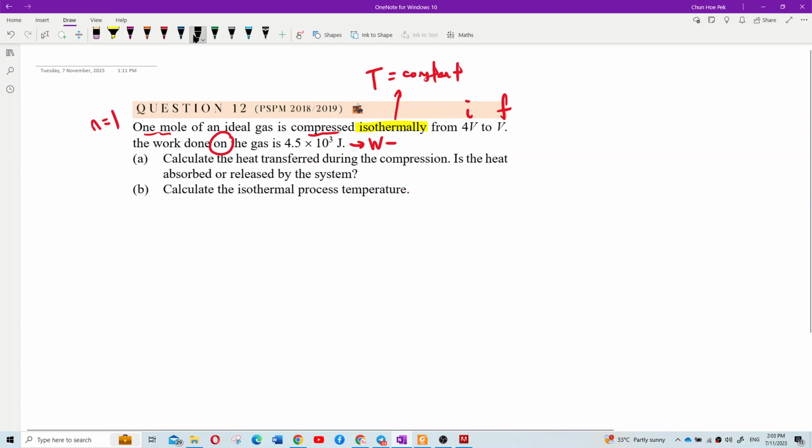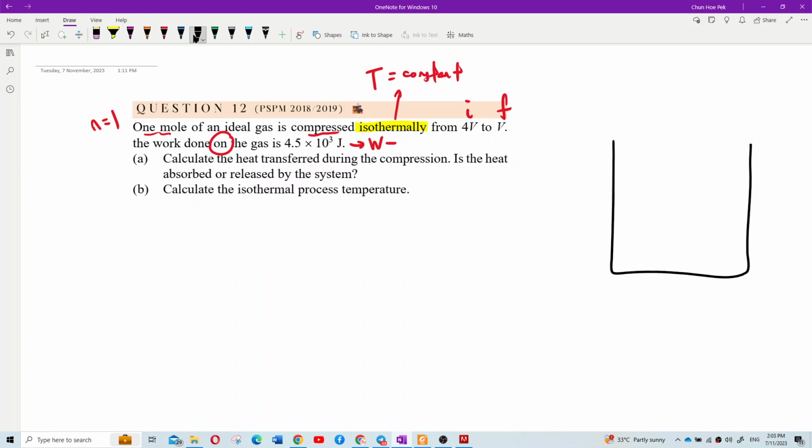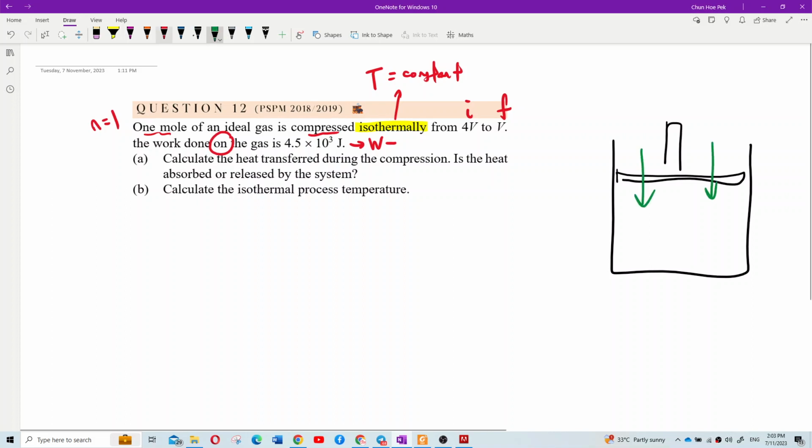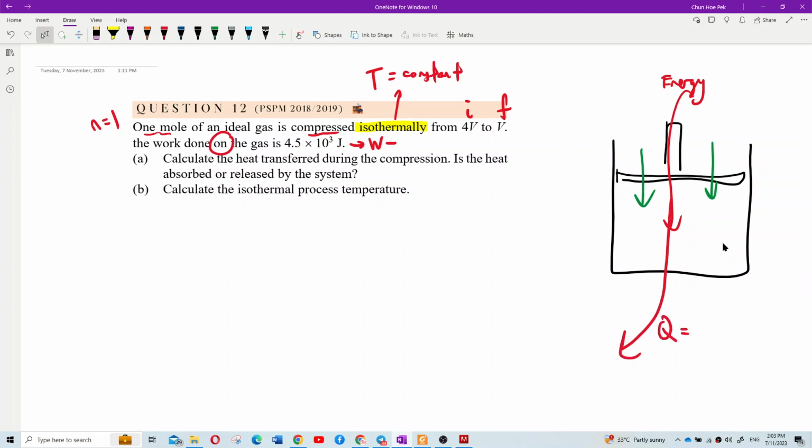Do you understand? Like this container, it's a good conductor. So the moment we compress, energy enters into the gas. But we don't want to change the internal energy. We don't want to change the temperature. So we must make sure that this energy comes out again in the form of heat. Q must be heat loss, negative. Work done in compression is negative also.